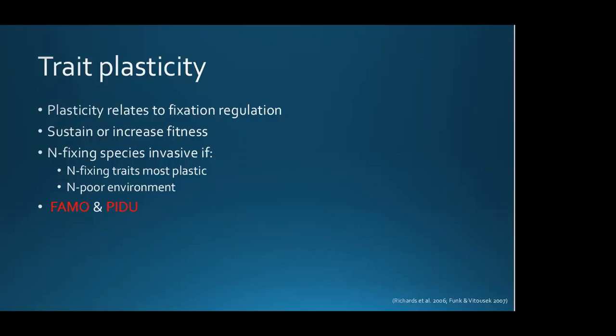Being nitrogen fixers, we would expect the species in this experiment to be invasive if their nitrogen fixation traits were the most plastic and the environment was nitrogen poor. In other words, they would utilize a perfectly facultative strategy, allowing them to coexist with natives adapted to the nitrogen poor local environment and outcompete them through resource conservation and allocation. FAMO and PIDU both appear to fall into this specific situation.